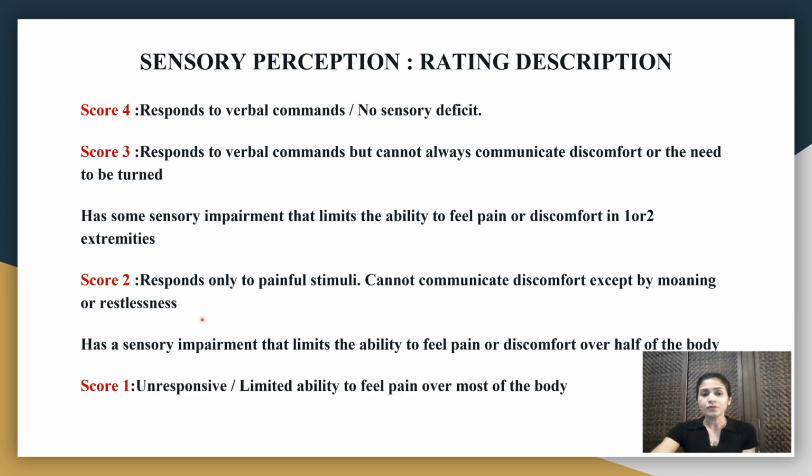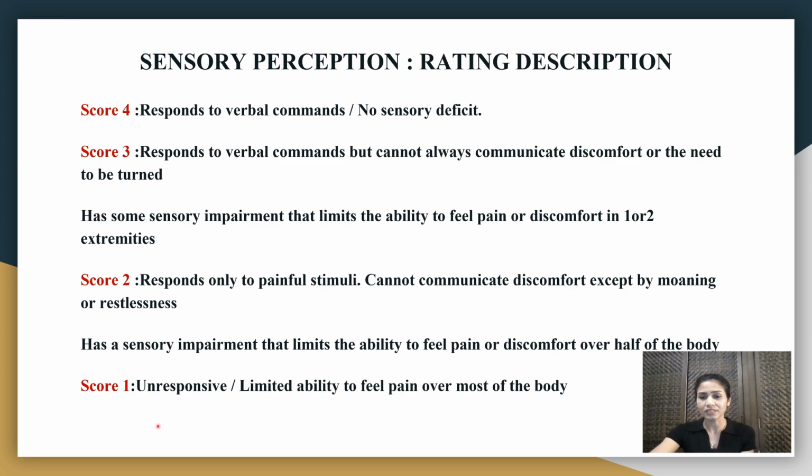Here in score 2, this is for patients only responding to pain. Okay, so almost the GCS drops here, and they cannot communicate discomfort except by moaning or by restlessness, and also has a sensory impairment that limits the ability to feel pain or discomfort over half of the body. In score 3, we have seen a mild sensory impairment. In score 2, almost half of the body, they lost the ability to feel the pain or discomfort. So in such case, you can give a score of 2.